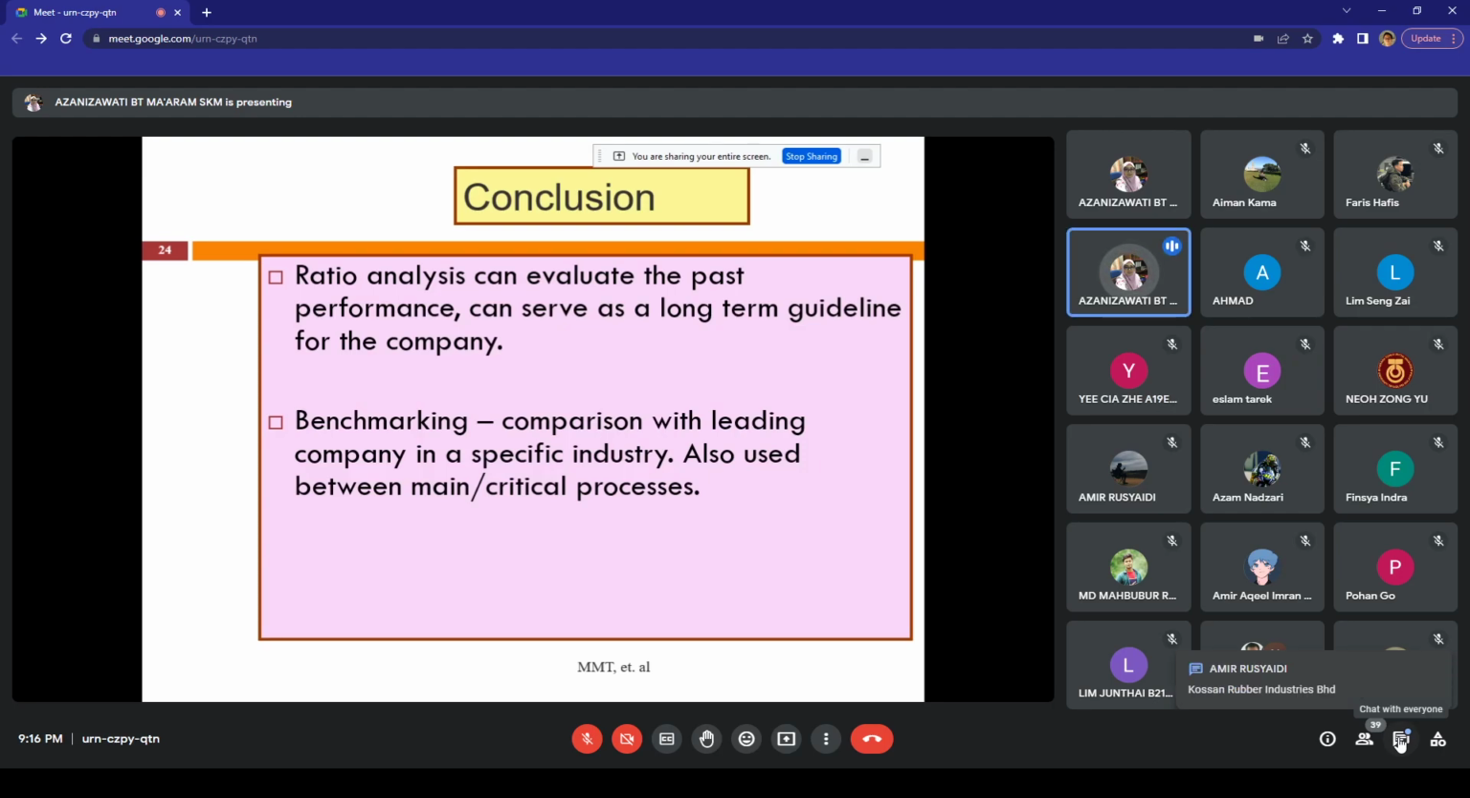Okay, when we see here the public listed company, we have Apex Glove, we have Kimberly Clark, Pharma Niaga also have glove. So when they do the benchmarking, they will choose the top company, the leading company in that specific industry. So they will see the EPS, their return, how much profit they get.